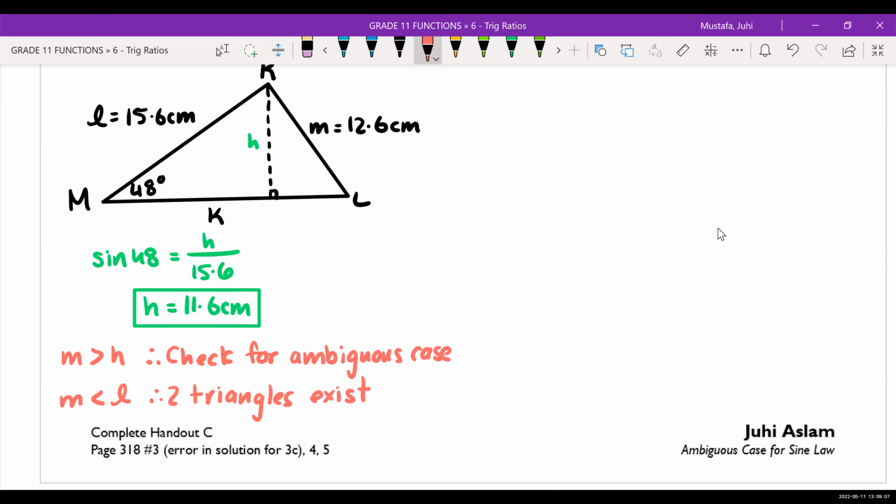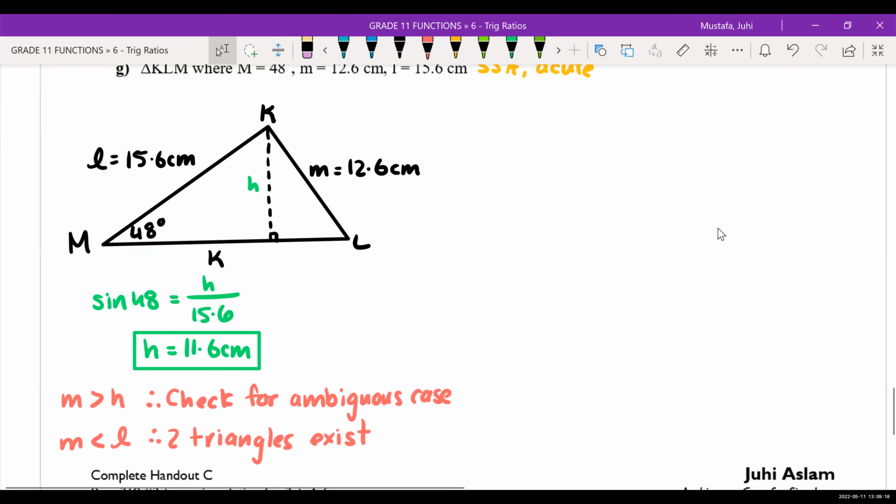For the first triangle, you don't have to draw it again because we've already drawn it. You just have to draw the second triangle again. Or you draw the second triangle for the first time. Okay, so I'm going to begin with angle L.